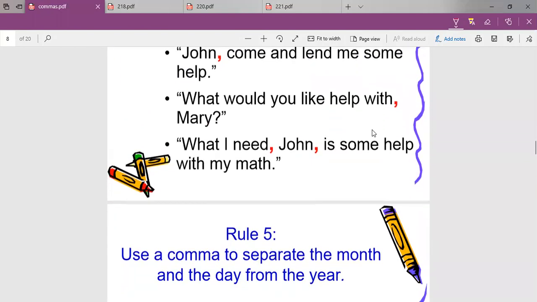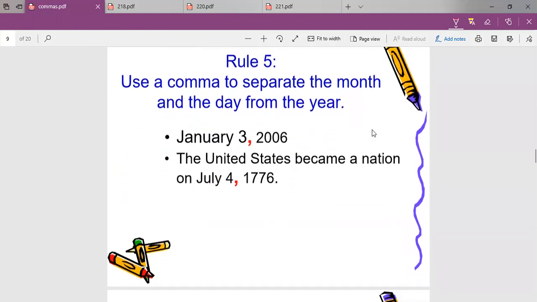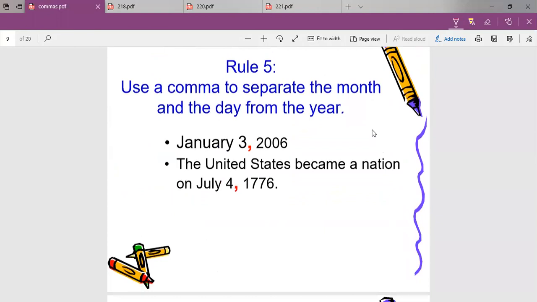Now this one we do not have in this rule. Yes, this one. Rule number 5. Yes, Adam, can you read it, please? I can read it. Use a comma to separate the month and the day from the year. Excellent.